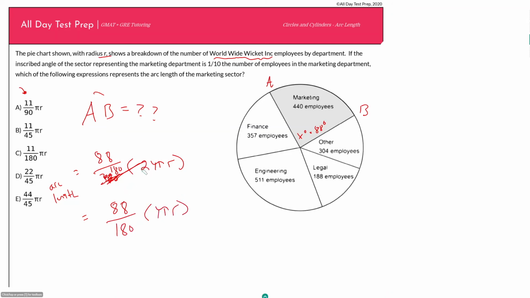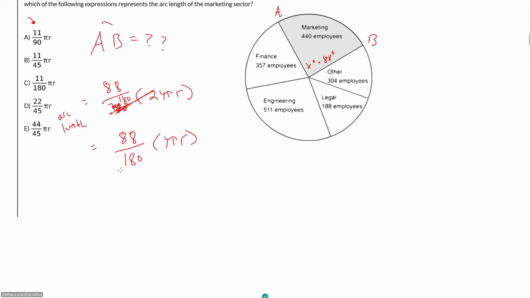And here, it looks like all of our answer choices are in terms of pi r. So I can either estimate this, but I don't think that's necessary. That shouldn't be hard to simplify. I can divide the top and the bottom here by 2. That would give me 44 over 90 pi r. Divide by 2 again. I get 22 over 45 pi r.